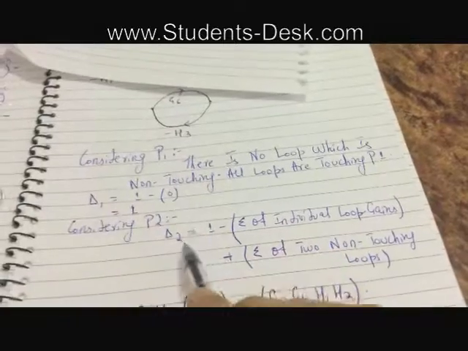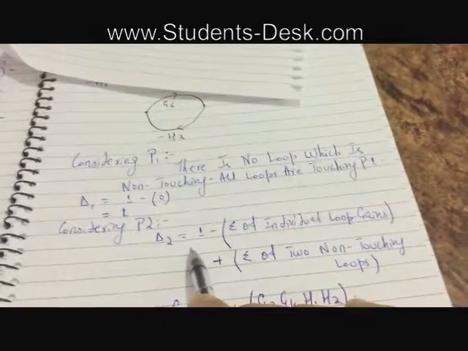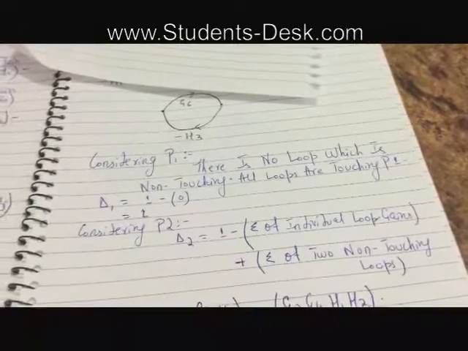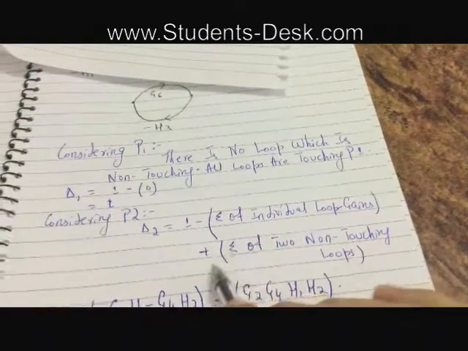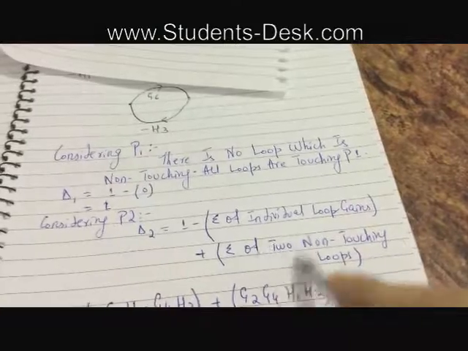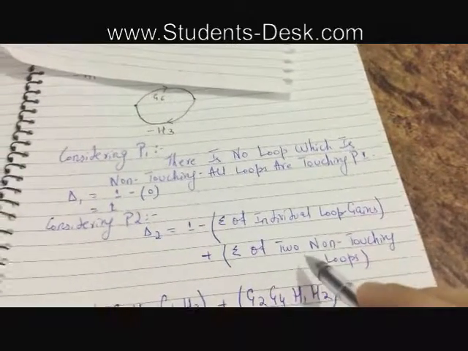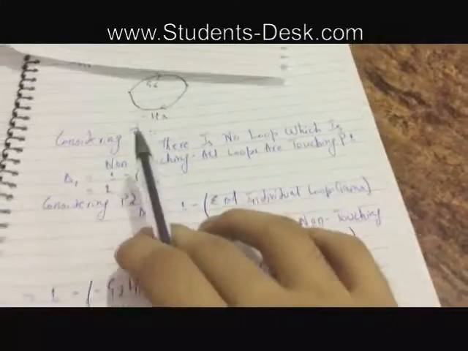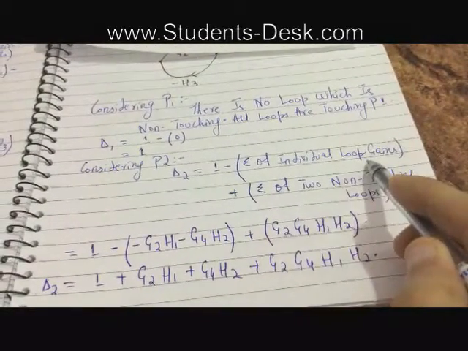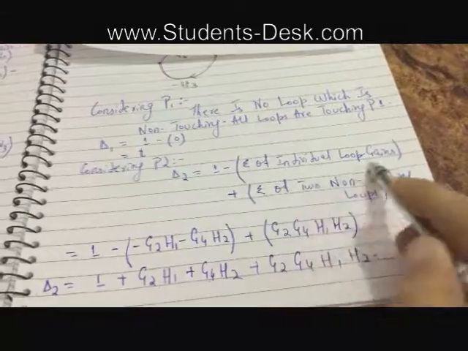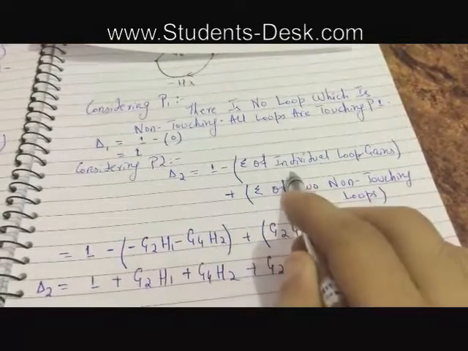But for P2, there are 2 loops which are not touching, loop 1 and loop 2. So the formula will be 1 minus the summation of individual loop gains plus the summation of 2 non-touching loops, since 2 loops are not touching path 2. If there are 3 non-touching loops, then the formula goes on. You will put the individual loop gains of only the 2 loops which are not touching path 2, which are loop 1 and 2.